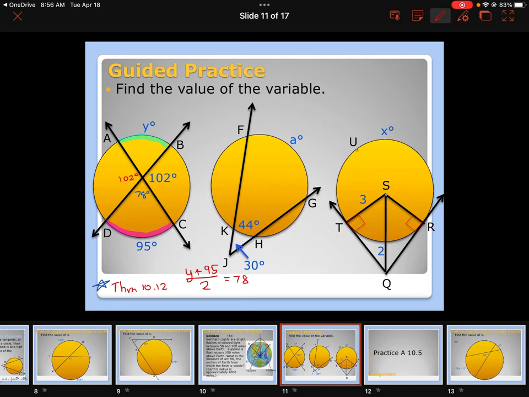We're going to multiply both sides by 2. What is 78 times 2? It'll be 156. And then we're going to take away 95. And that'll give you 61 for y. And you can double check your work. Is 78 the average of 61 and 95? And it is. That's how you use theorem 10.12.